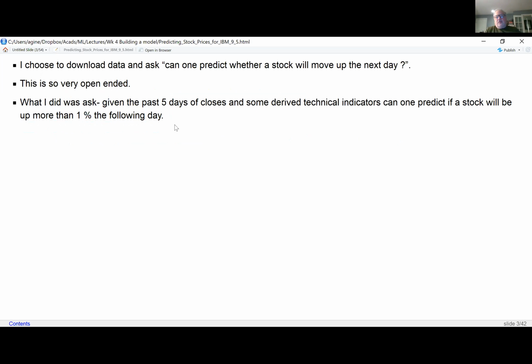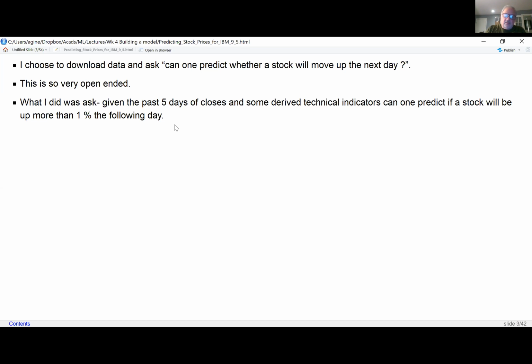So the first thing you have to do when you have a question like that is get it into something that's a reasonable question, something concrete you can answer. And the concrete question I decided to ask was, given the past 5 days of closes of the stock and some technical indicators, can we predict whether or not the stock is going to move up more than 1% in the following day? So that's a concrete problem.